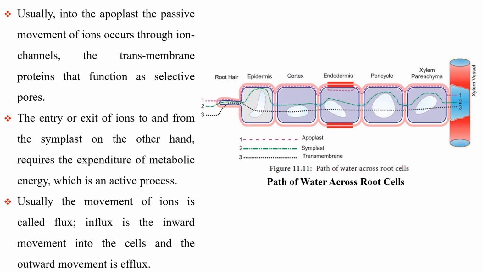Usually the passive movement of ions into the apoplast occurs through ion channels, the transmembrane proteins that function as selective pores. The entry or exit of ions to and from the symplast, on the other hand, requires the expenditure of metabolic energy, which is an active process. Usually the movement of ions is called flux. Influx is the inward movement into the cells and the outward movement is efflux.